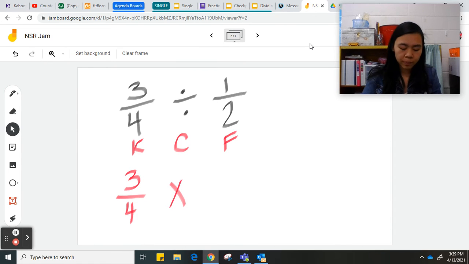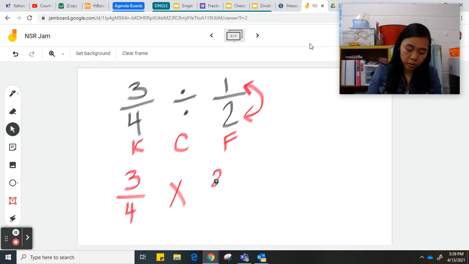And then we are going to flip, or we're going to find the reciprocal of 1/2, which is really just a fancy word to say flip. So we're going to flip this fraction. So instead of 1 on top, 2 on the bottom, we're going to have 2 on top and 1 on the bottom. Okay, and now we know how to solve this problem. This is just a regular fraction multiplication problem. So 3 times 2 is 6. 4 times 1 is 4.